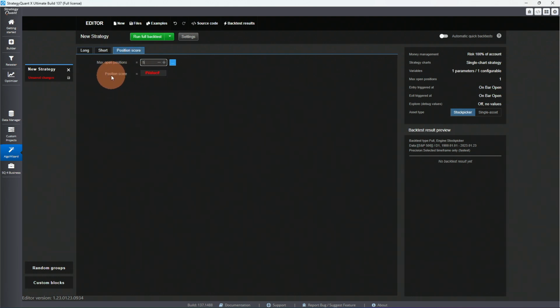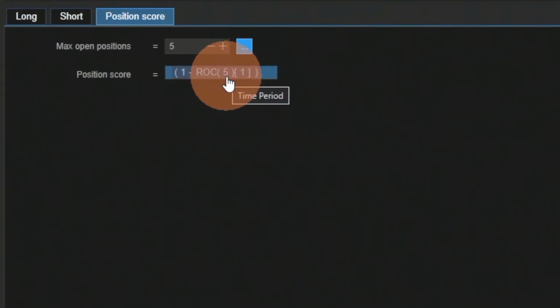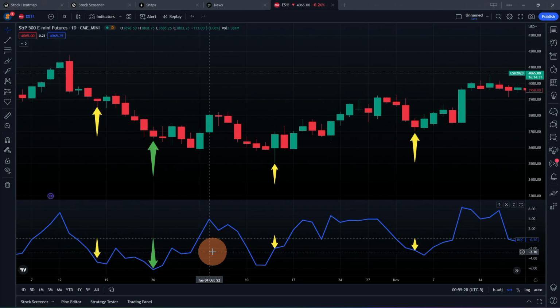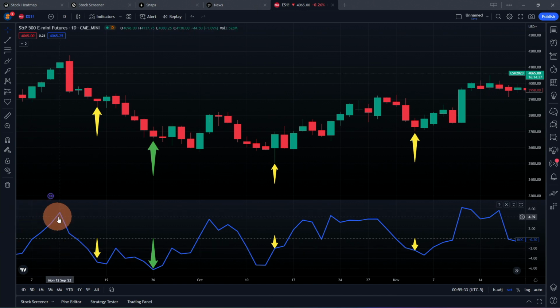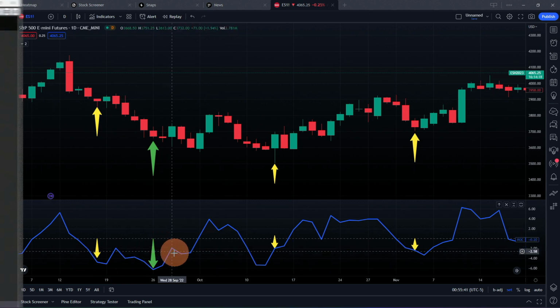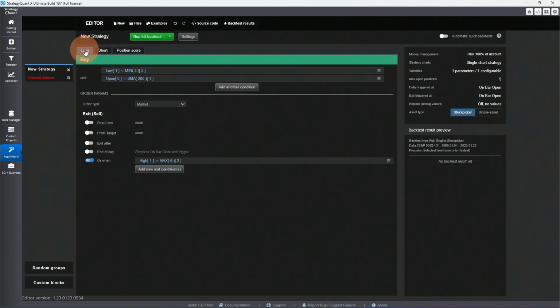And here we will calculate the position score. I use the rate of change for 5 bars. 5 bars sits in between. I mean, we can pick any of 3, 4, 5, or 6, but 5 gives us the best result in terms of ranking. Now, why did I add 1 minus? Because ranking picks the highest number. Remember, we want to measure the lowest. So if we do 1 minus, we will basically flip this curve. Okay, go back to our long position.